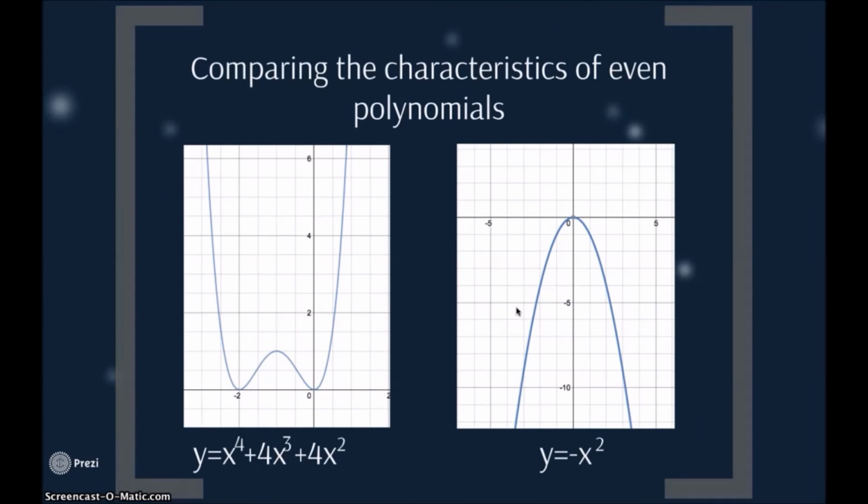Let's compare the characteristics of even polynomials. We can see that both end in the same direction. However, for the first one, it extends from quadrant 2 to quadrant 1, and it has 1 local max, but it does not have a global maximum point. However, it has 2 global and 2 local minimum points. It also has two x-intercept points. Next, we can see that the second graph extends from quadrant 3 to quadrant 4, and it has one local and global maximum point. It also has one x-intercept.